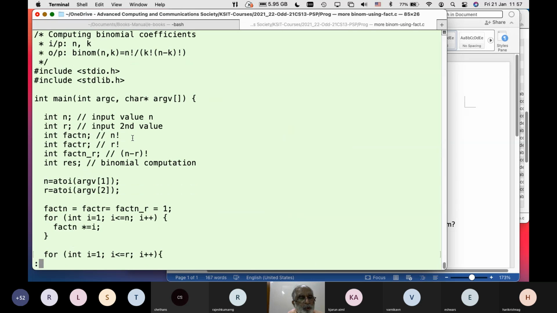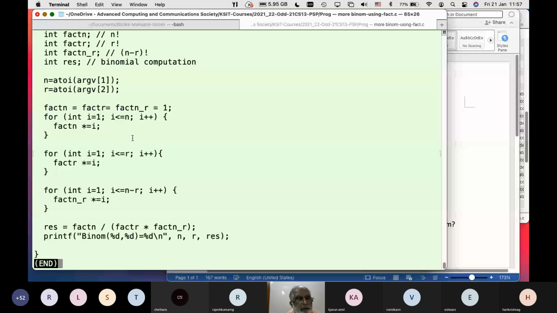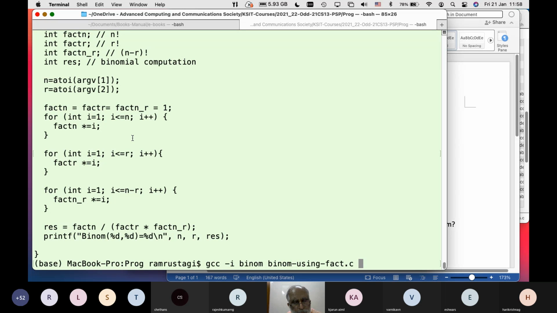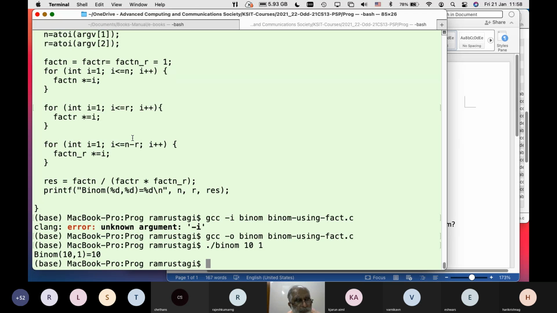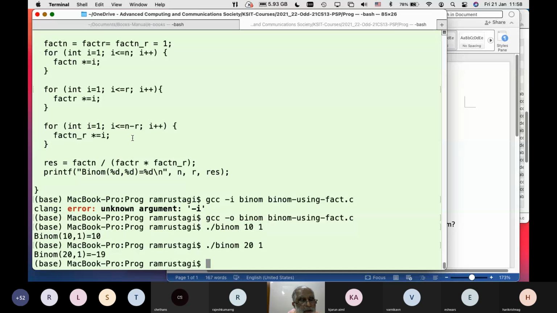So this is the program which I'm doing with computing factorials. So let me run that. I'll compile this. Again, this program is available in the Teams program directory. Let's say 10, 1, it will give me answer 10. If I say 20, 1, see what is happening, you are getting minus 90.